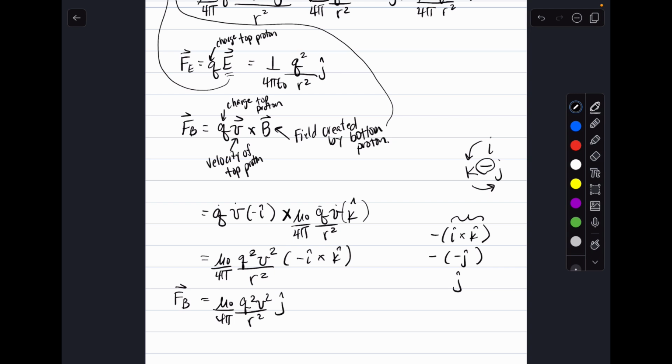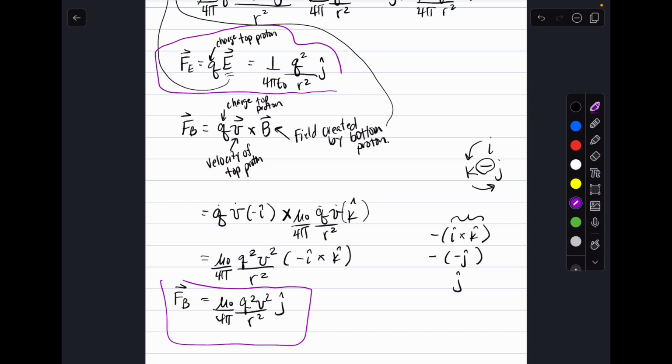Okay, so we're pretty much done. These are our answers, right? These are the forces that the top proton feels due to the electric field and the magnetic field created by the bottom proton. That's what we answered.